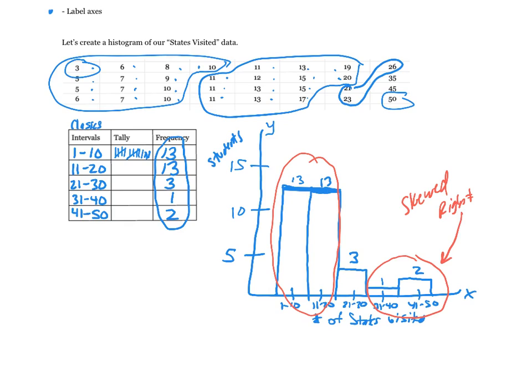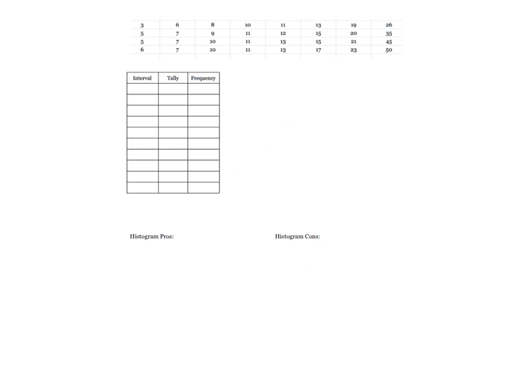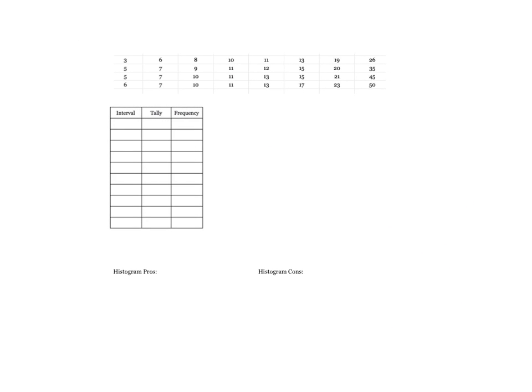We're going to make another histogram on the next slide, and we're going to change our intervals. Okay, we only had 5 intervals on this one. We're going to do this again, but we're going to make 10 intervals. I just want to show you what happens if you make more intervals. So this time, instead of going 1 to 10 on the first one, I'm going to go 1 to 5, and then 6 to 10, and then 11 to 15, and 16 to 20, 21 to 25, 26 to 30.